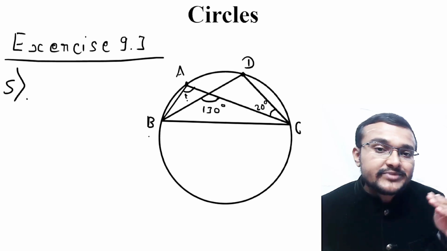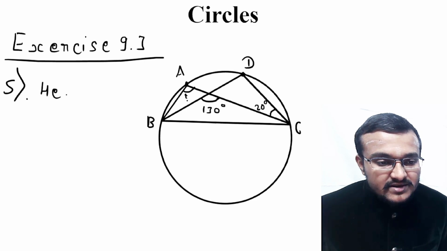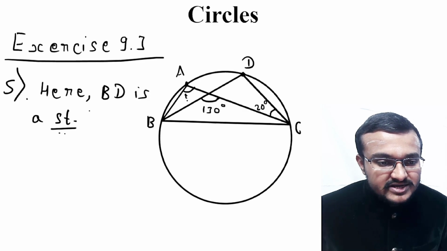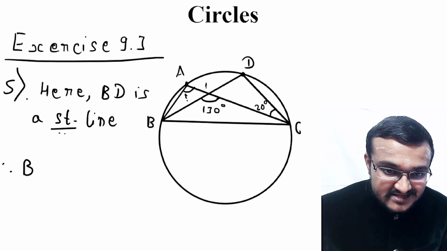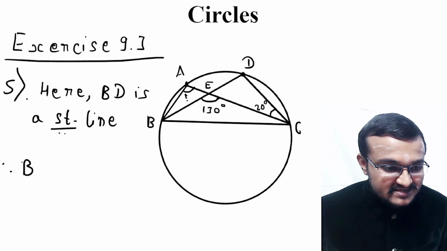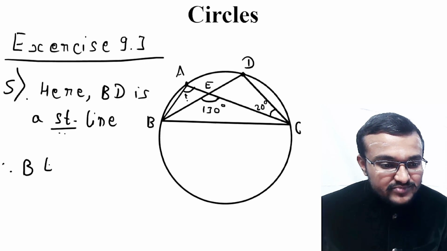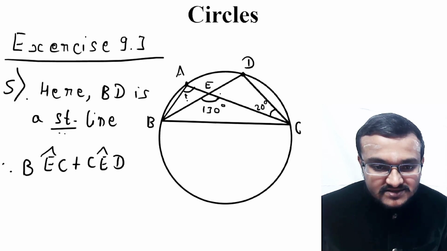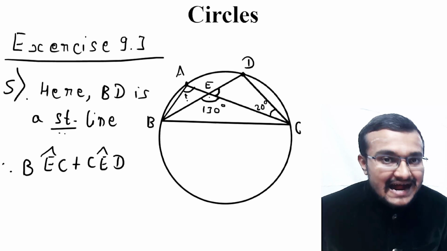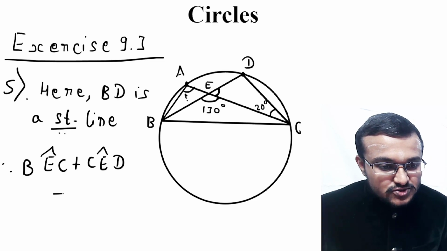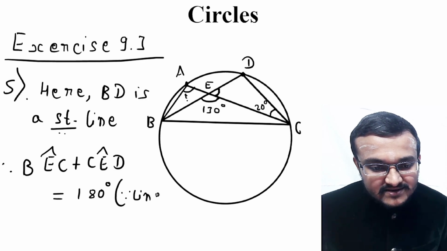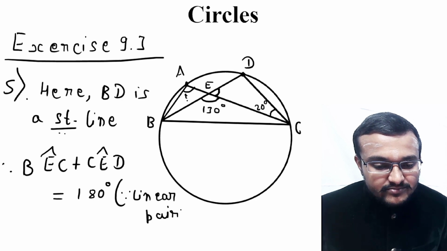Now we know that BD is a straight line. The intersection point of AC and BD is named E. Therefore, angle BEC plus angle CED, that is this 130 degrees and this angle, if you add them, should be equal to 180 degrees, because BD is a straight line. So they form a linear pair.